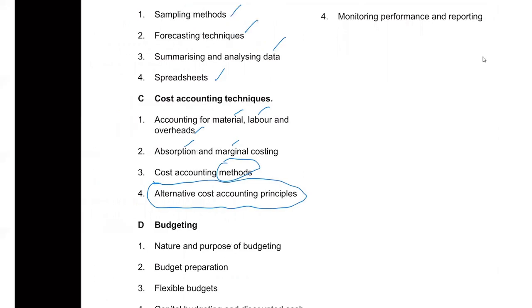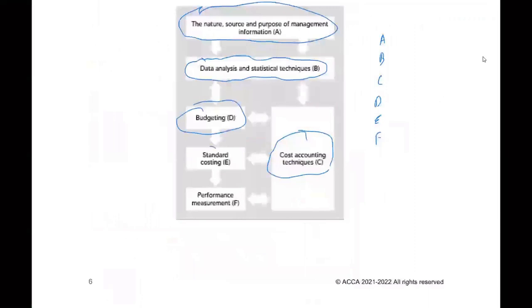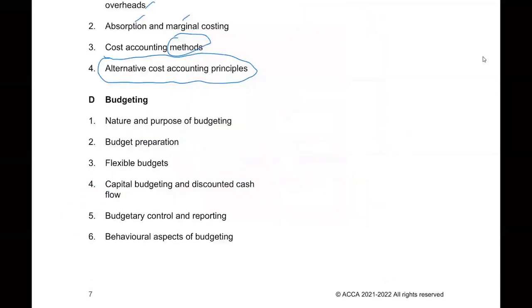Then part D of the syllabus, budgeting. So budgeting, standard costing, performance measurement. These are the core areas. As we discussed, section B will contain questions from these areas. So moving on to budgeting. Budgeting will involve nature and purpose of budgeting, budget preparation, how you will create the budgets, flexible budgets, then capital budgeting, discounted cash flow, then budgetary control reporting, behavioral aspects of budgeting. So these will help you in decision making.